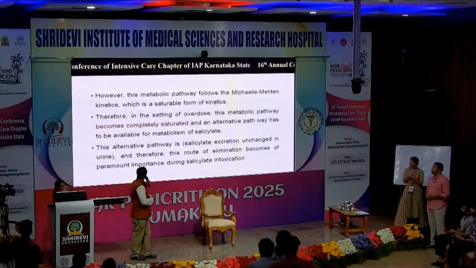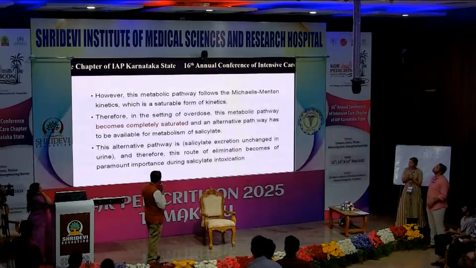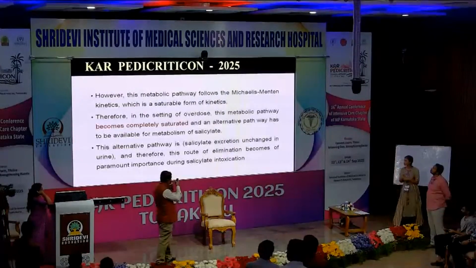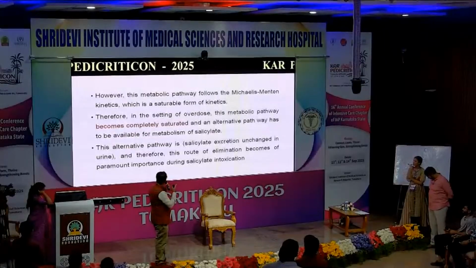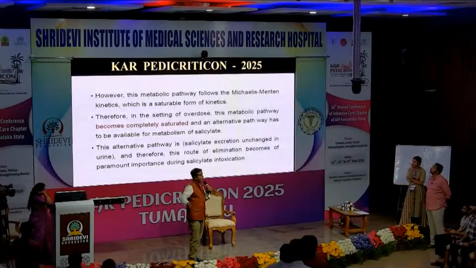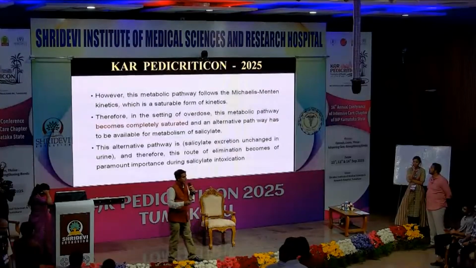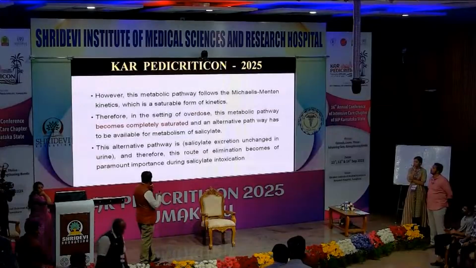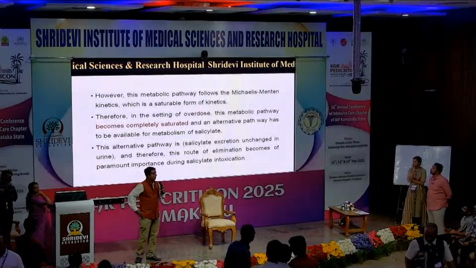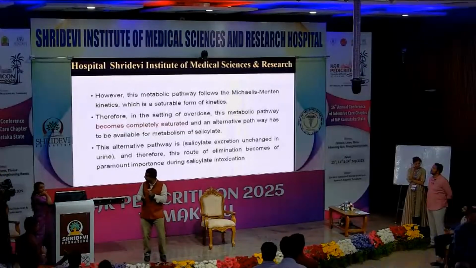Okay, the answer is this. The normal metabolic way is Michaelis-Menten kinetics, which is a saturable form of kinetics. So this metabolic pathway becomes completely saturated, and the alternative pathway has to be there. So the salicylate has to get directly excreted from urine, from sweat, and that is the alternate way when this metabolic pathway is saturated. It is not the enzyme deficiency. So that is why our answer is saturation of the regular pathway. That would have been a simple answer though. Okay, fine.